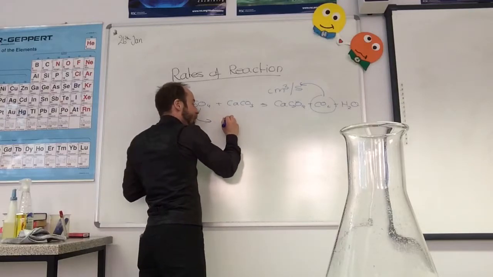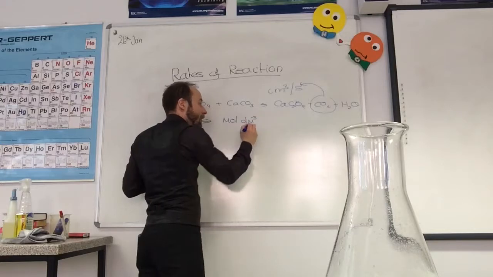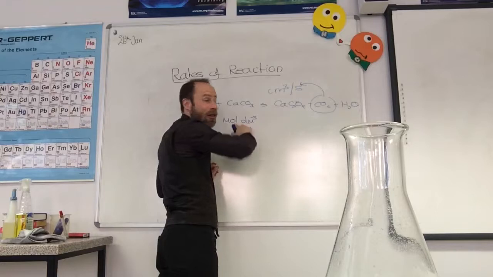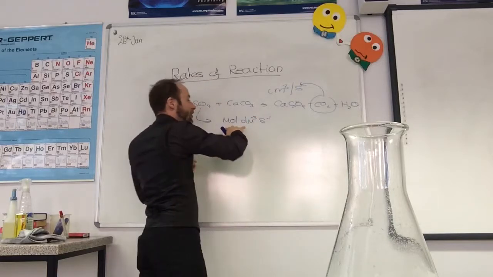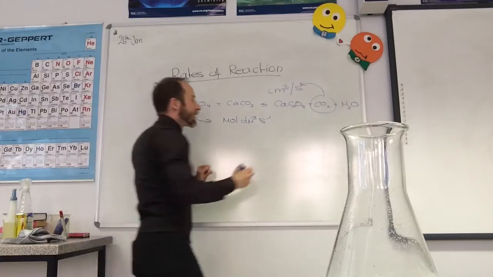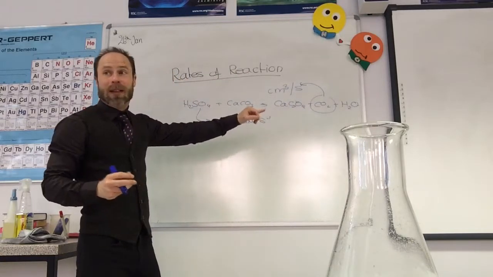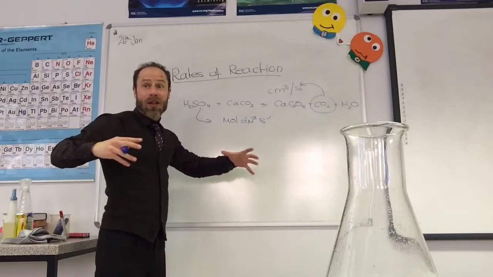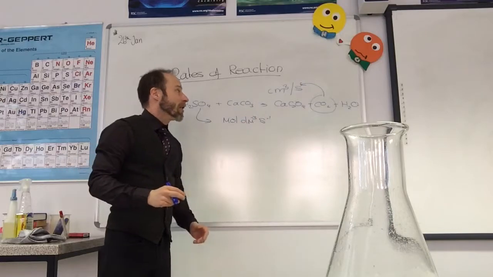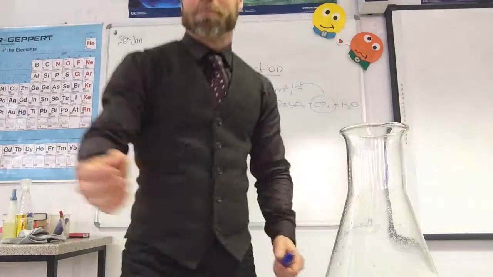Concentration is measured in moles per decimetre cubed. So I'd measure the change in concentration with time. So it would be the change in moles per decimetre cubed per second, in the same way that this would be centimetres cubed per second. So it's a change in concentration or volume, something that I can measure over time. And that's how we're going to be measuring rates of reaction as we go through.